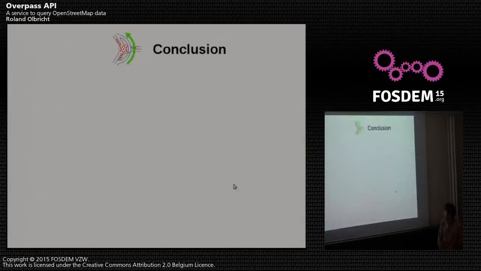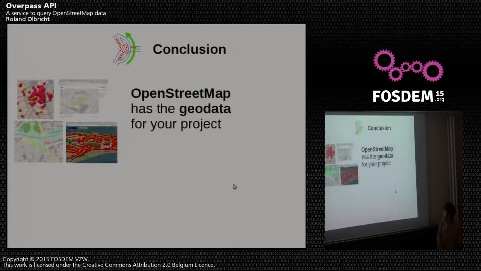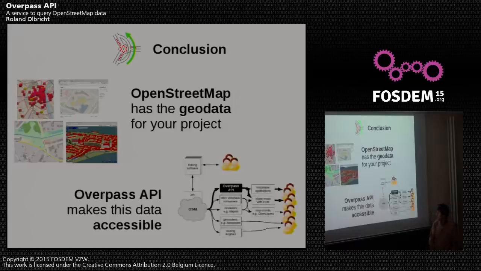Okay, so to give a conclusion, OpenStreetMap often has the geodata for your project. Whenever you need general purpose geodata, it's very likely that you would get good enough geodata from OpenStreetMap. And the Overpass API makes this data really accessible, to the level that you only need a single page or a single tool, and you don't need to worry about how to get updates and so on. You just fetch the data set you need.